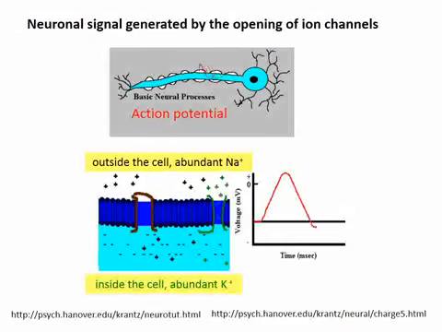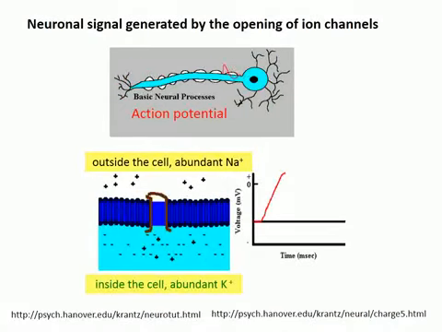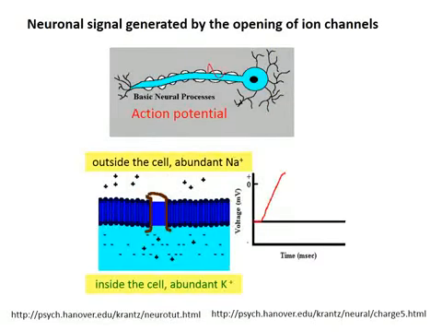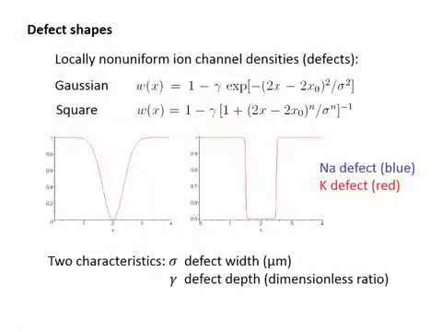The action potential is an electric signal traveling on neurons. It is a voltage pulse generated by the opening of different ion channels. In the Hodgkin-Huxley model, there are two kinds of ion channels, namely the sodium and potassium ion channels. Now, let's perturb a homogeneous neuron to form locally non-uniform ion channel densities.